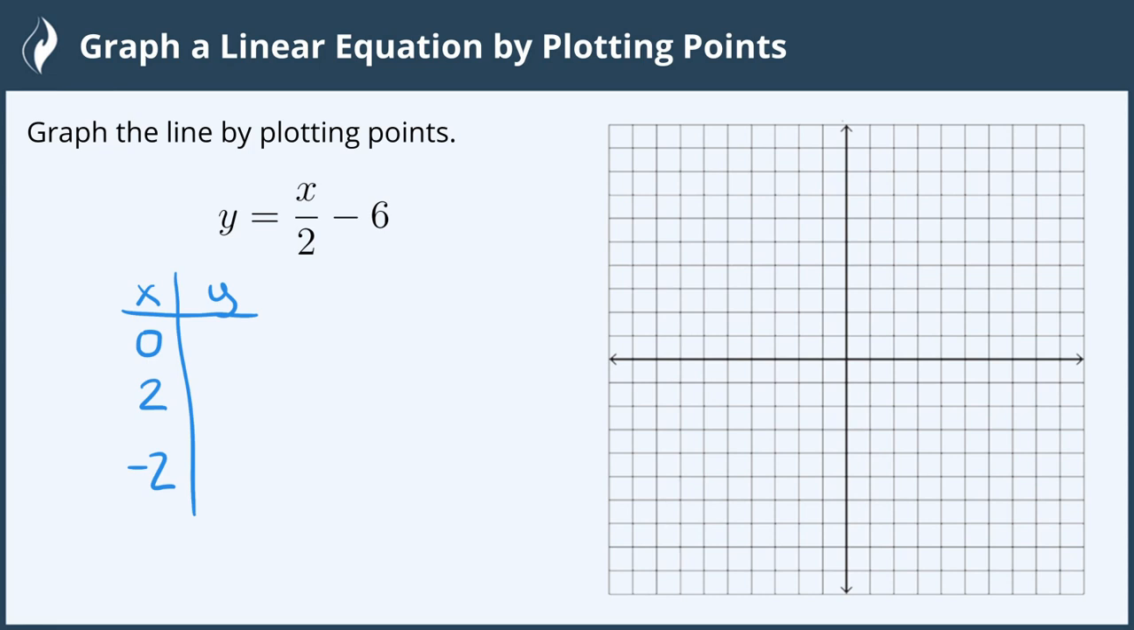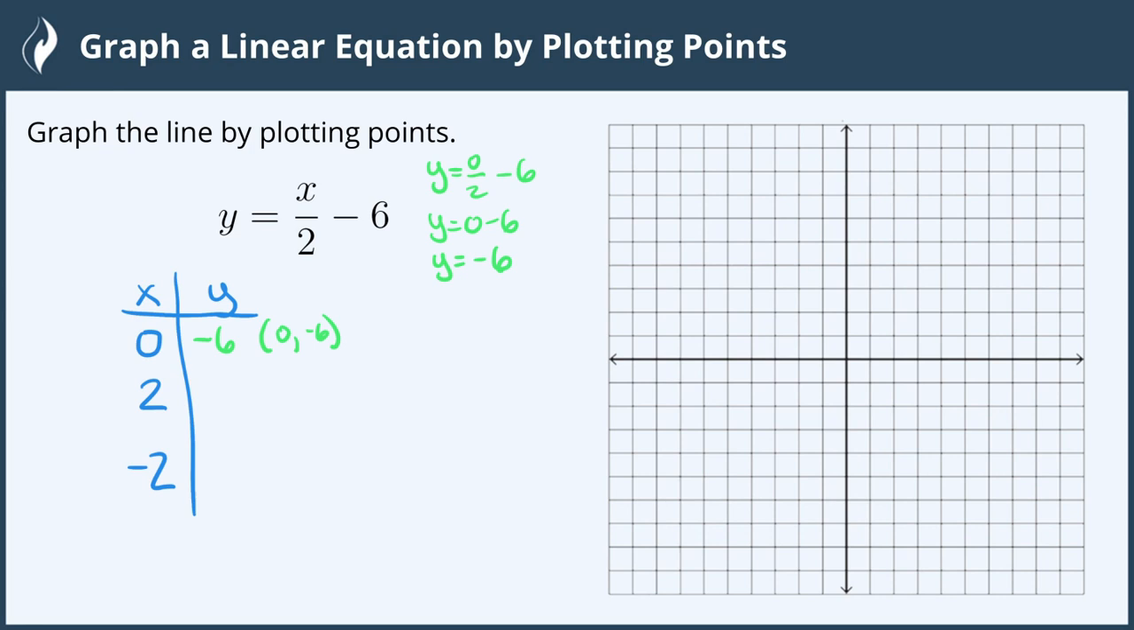By substituting 0 in for x, we'll get y equals 0 divided by 2 minus 6, y equals 0 minus 6, which makes y equal negative 6. So we get negative 6 here. If we want to write this as the ordered pair, we would write 0, negative 6. And we'll graph that in a moment. Let's go ahead and do some more scratch work for the other 2 points.